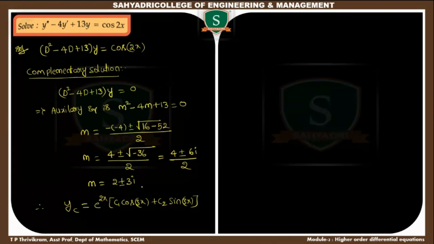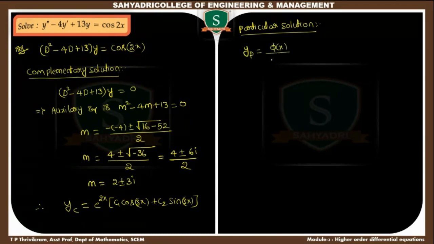Next, what we need to do is the particular solution. So for this particular solution, yp is equal to phi of x divided by f of d, which is equal to how much? cos 2x divided by d square minus 4d plus 13.